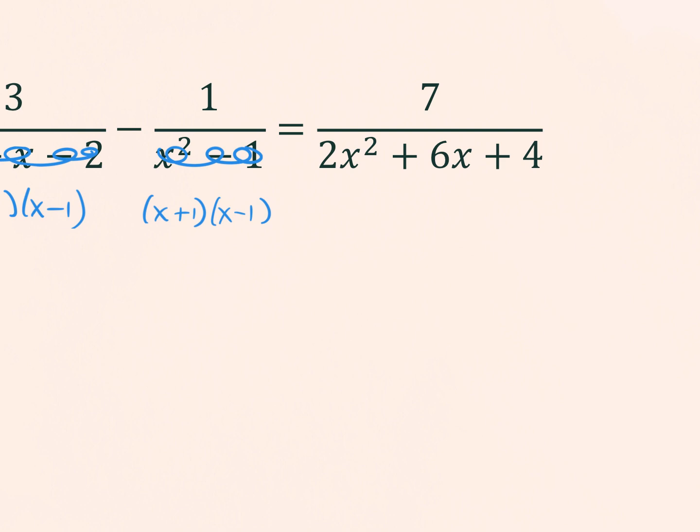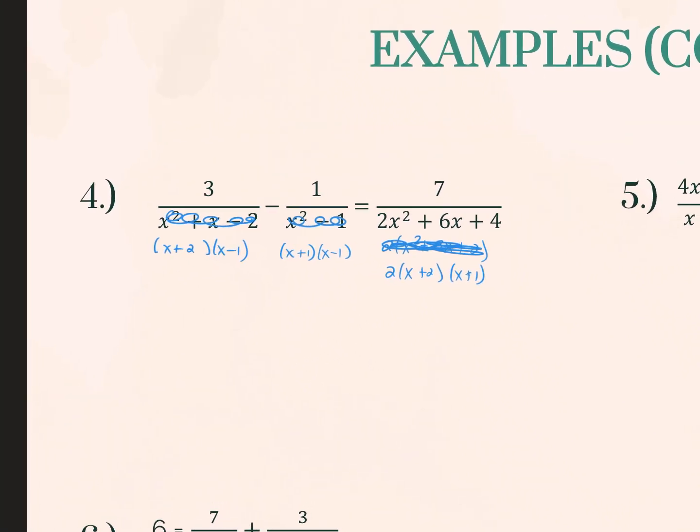What can I take out? I can take out a 2, and then I'm left with x squared plus 3x plus 2. Does that factor? So I have x plus 2, x plus 1. Yeah? All right, so none of that was real hard. You guys did a great job with that. Finding your common denominator isn't going to be that hard either. Keeping yourself organized might be the hardest part.